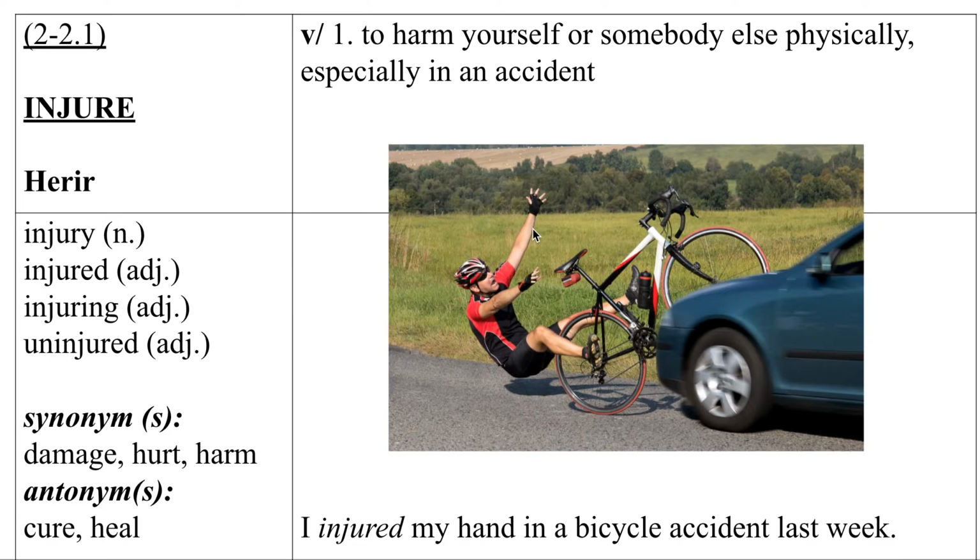So this is what you say. You say injure, and then you say the body part often. So I injured my hand, I injured my foot, we often use this verb with body parts. So there's an example. I injured my hand in a bicycle accident last week, and that would mean that this person hurt himself or herself physically in a bicycle accident. Okay?